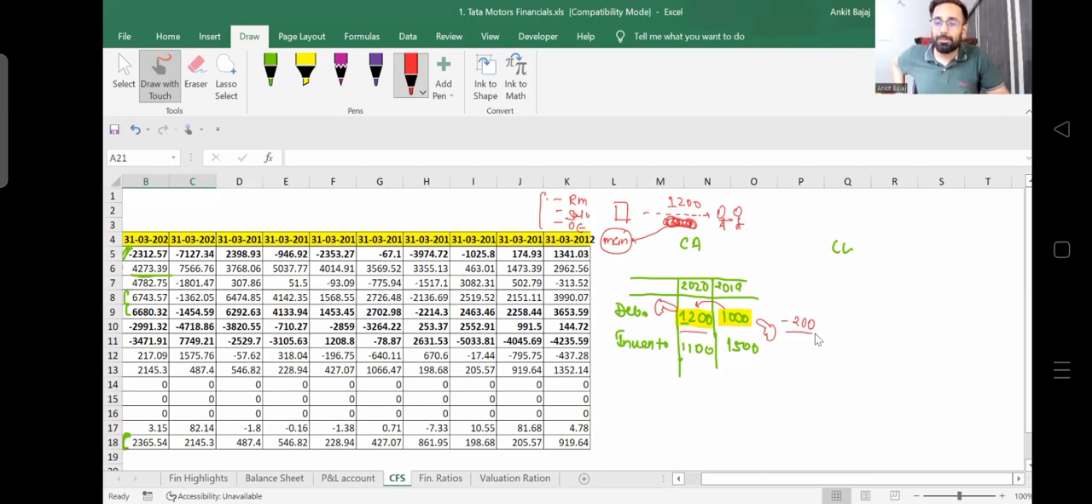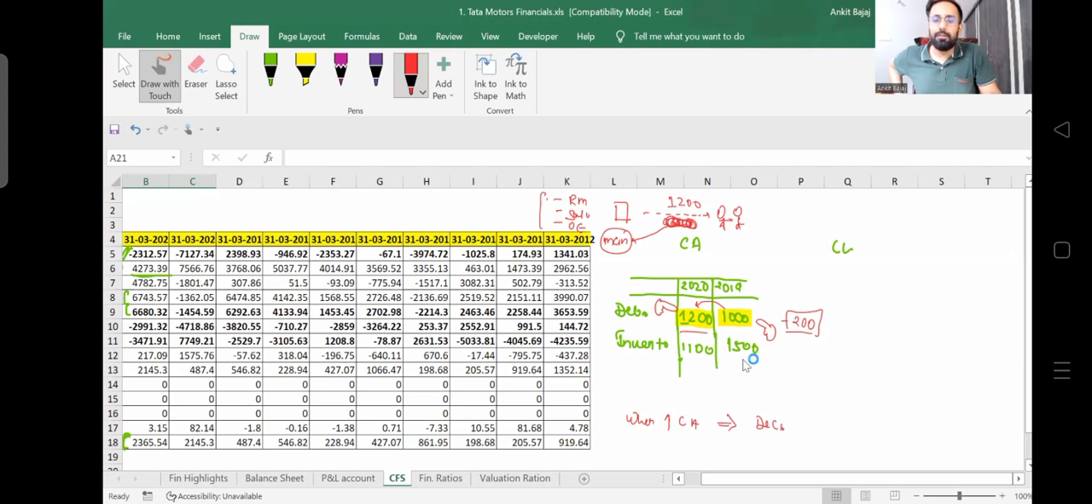So this is what a change in working capital is. So what is change in working capital? It means when your debtors are increasing, or you can say when your current assets are increasing, right? When your current assets are increasing, it means there will be a reduction in cash. There will be a decline in cash, right?